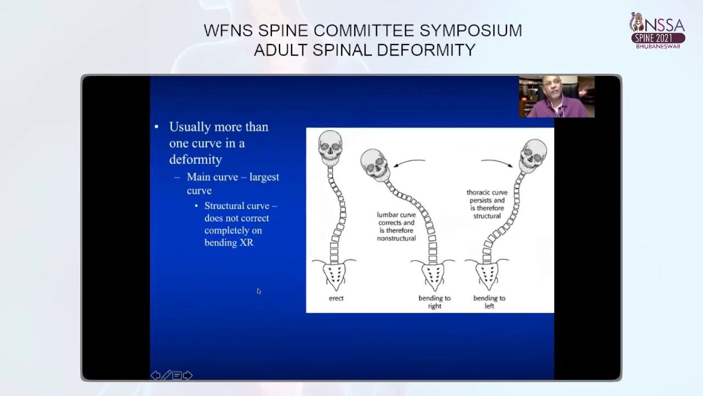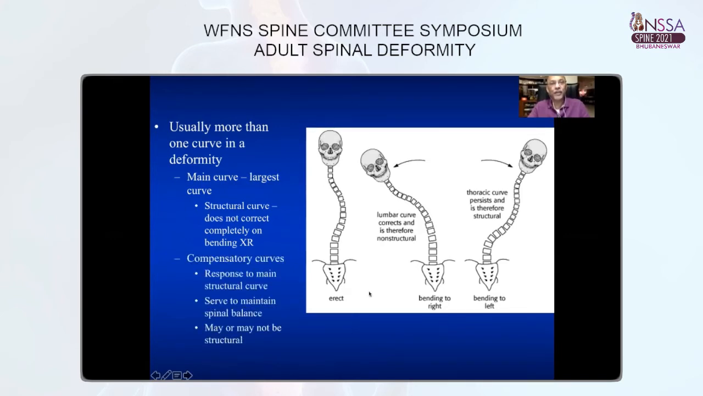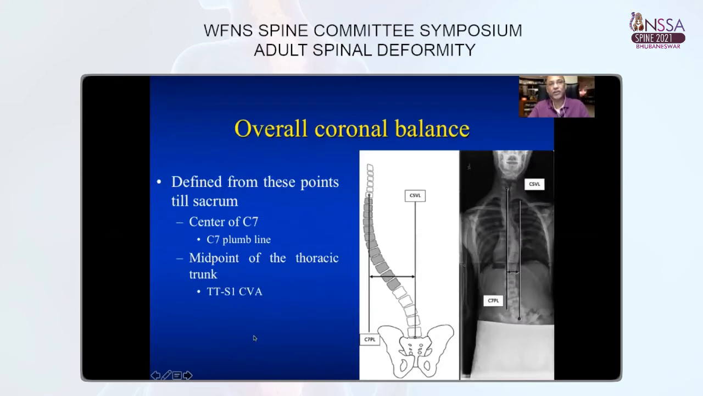Then we have usually more than one curve in deformity, as we just said. The largest curve is a structural curve. It does not completely correct on bending. So obviously then this is the largest curve, which is the main curve. And then we have a compensatory curve, which responds to the main structural curve and serves to maintain sagittal spinal balance, and may or may not be structural. And you can see thoracic curves persist, and therefore structural. Lumbar curve, it gets corrected and is non-structural.